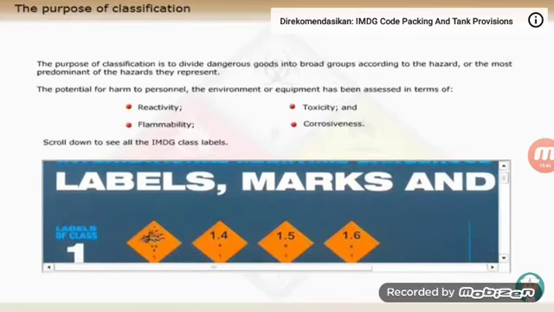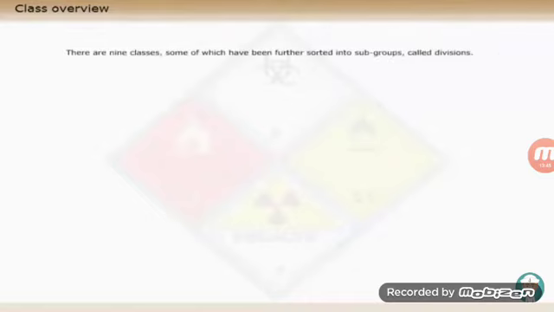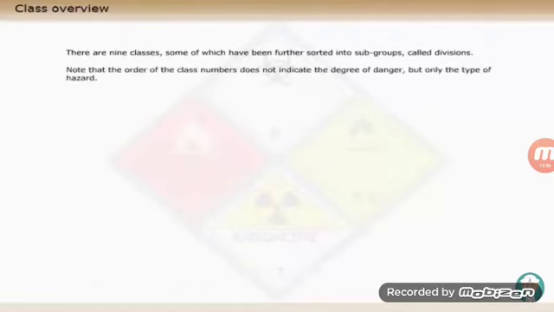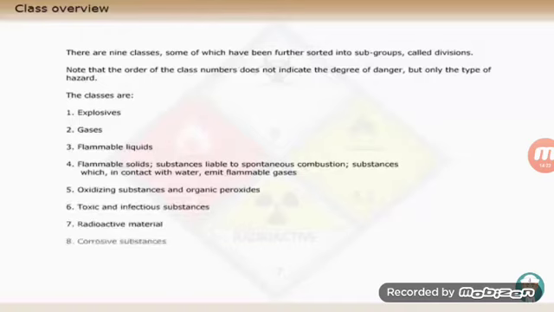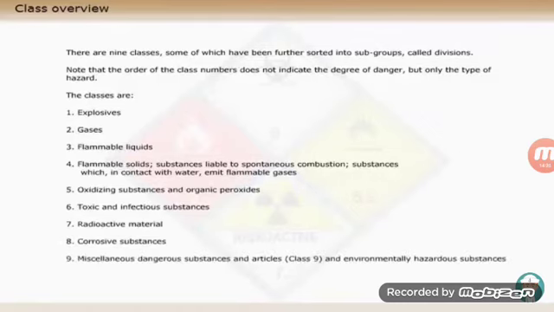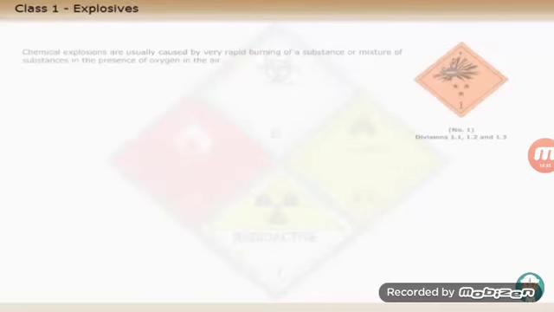There are 9 classes, some of which have been further sorted into subgroups called divisions. Note that the order of the class numbers does not indicate the degree of danger, but only the type of hazard. The classes are explosives, gases, flammable liquids, flammable solids, substances liable to spontaneous combustion, substances which in contact with water emit flammable gases, oxidizing substances and organic peroxides, toxic and infectious substances, radioactive material, corrosive substances, and miscellaneous dangerous substances and articles, Class 9, and environmentally hazardous substances.